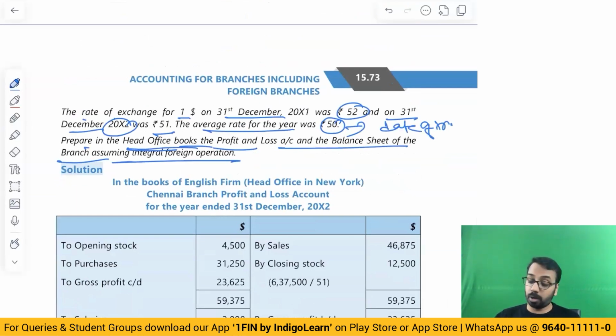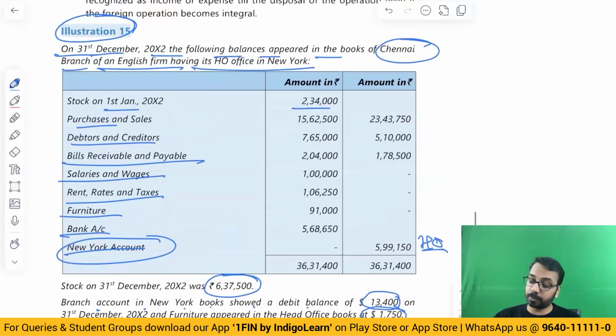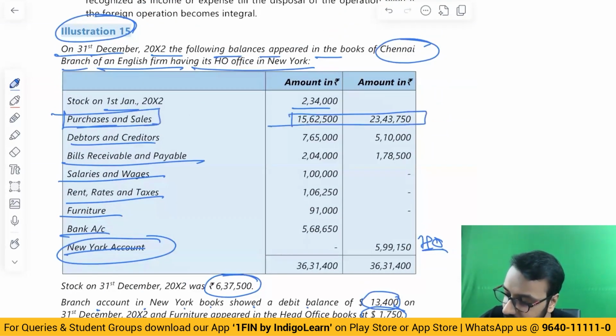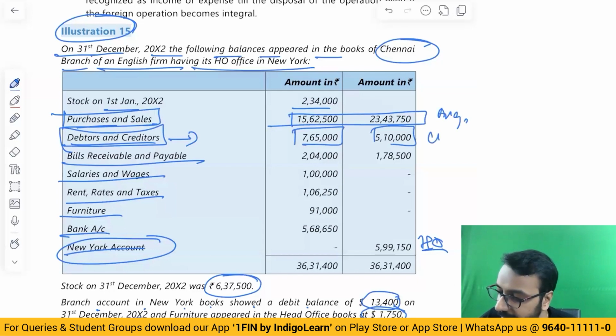Integral foreign operation means what? Integral foreign operation means all the transactions at average rate. So, purchase and sales, these transactions, you will take average rate. Debtors and creditors, monetary items, which rate? Closing rate. Bills receivable, payable, closing rate. Salary and wages, transaction, average rate. Rent, rates and taxes, average rate.